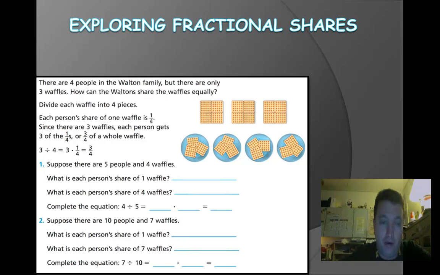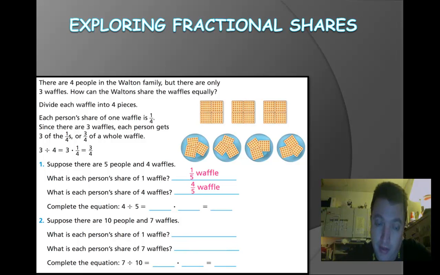So let's look at number 1 here. It says, suppose there are 5 people and 4 waffles. What is each person's share of 1 waffle? Well, we've got 4 waffles divided up amongst 5 people. So if we've got 1 waffle divided up amongst 5 people, I'm going to have 1/5 of a waffle. Now, what about 4 waffles? Well, I've got 1/5 plus 1/5 plus 1/5 plus 1/5, or 4 times 1/5, which would give me 4/5 of a waffle.